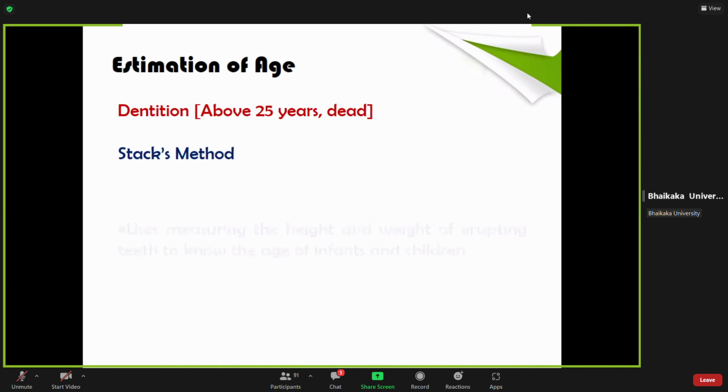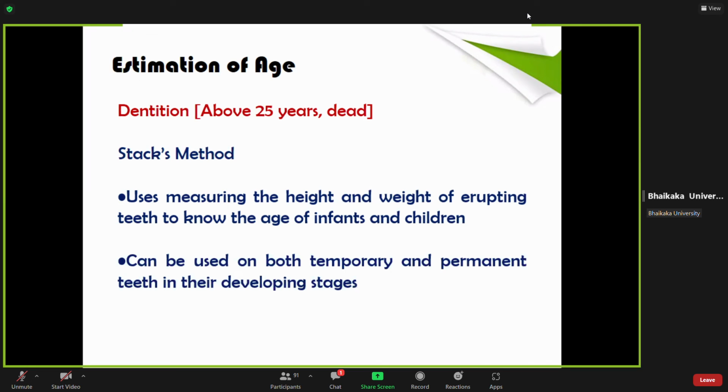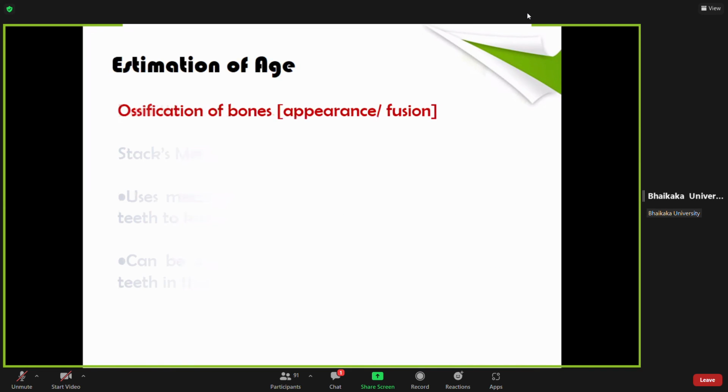Stark's method. Uses the measurement of the height and the weight of erupting teeth to know the age of infants and children. ये method infant और children के लिए use होती है, adult के लिए नहीं. They can be used on both temporary or permanent teeth in the developing stage.